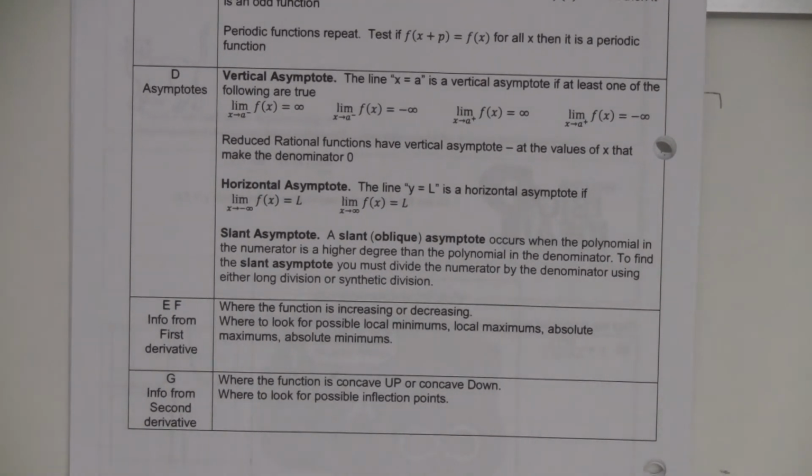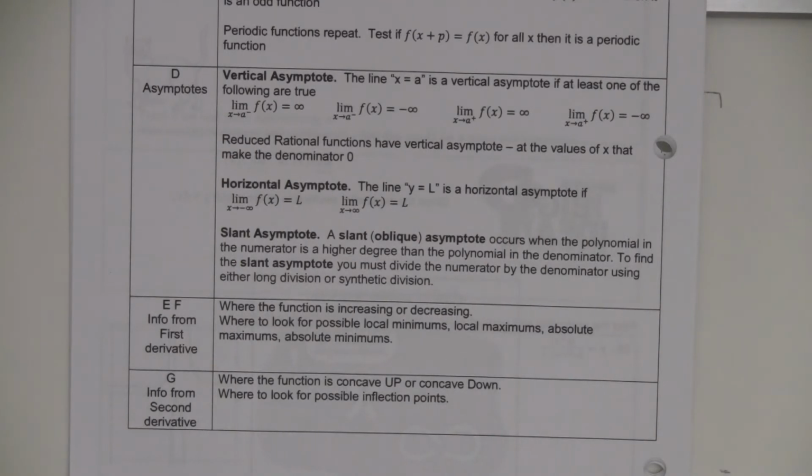And then E and F are the things that the first derivative tells you. The first derivative tells you where there's possible local minimums, local maximums, absolute maximum, and absolute minimums. It also tells you where the function's increasing and decreasing. Now, remember how you find the absolute maximum on a graph: if it has endpoints, you test all of the critical points and the endpoints, and the highest one is the absolute max. And how you find the absolute min is you test all of the endpoints and the critical points, and the lowest one is the absolute min.